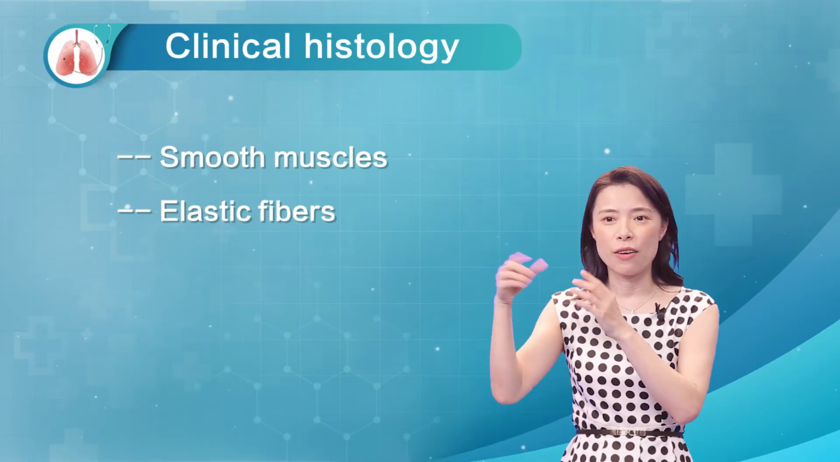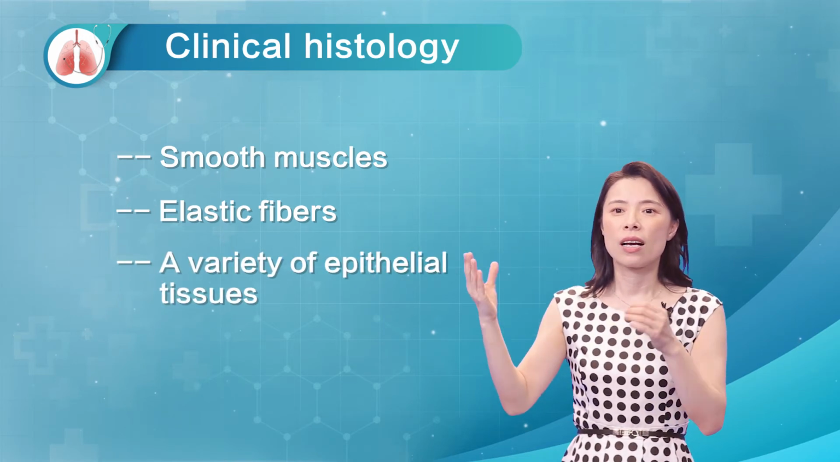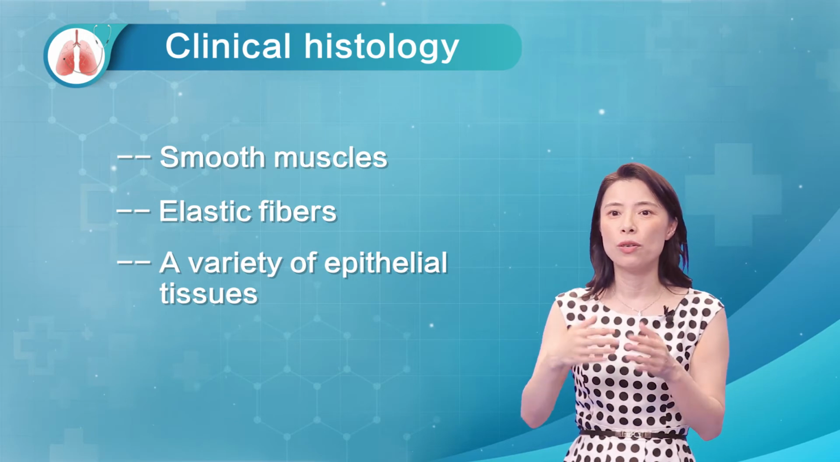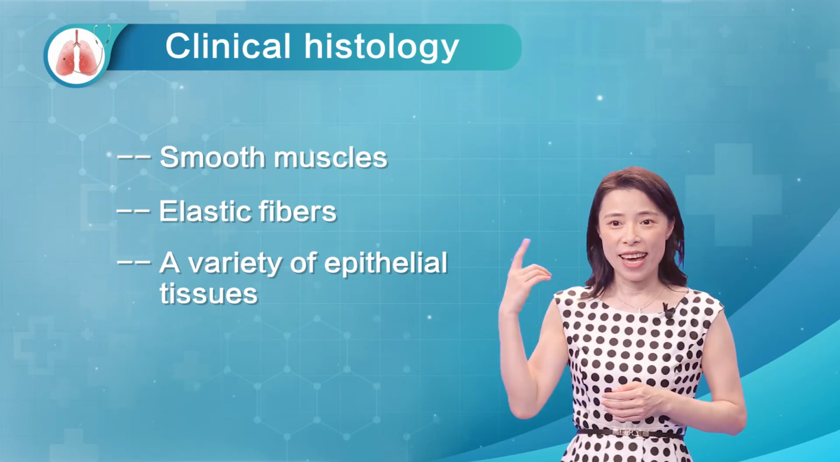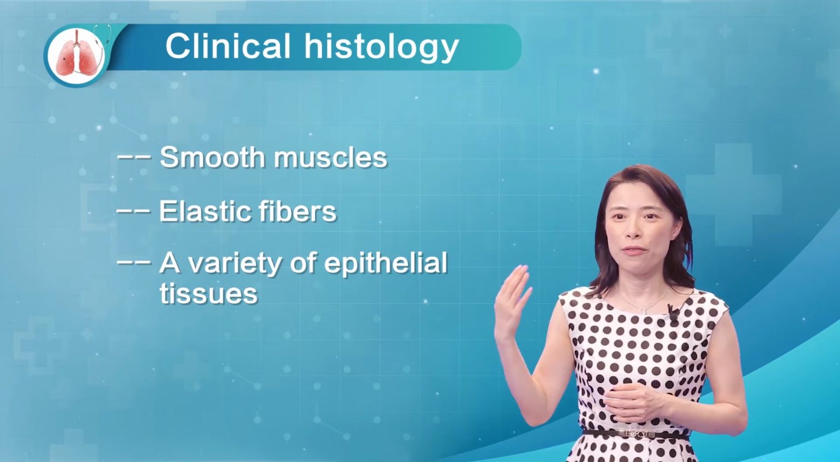In the last sections, we have talked about the histologic structures of the respiratory system, such as smooth muscles, elastic fibers, and a variety of epithelial tissues closely related to the particular functions. Then, what are the histological changes in emphysema? To answer this question, we need to know the structures of the alveoli and the lung-air-blood barrier.